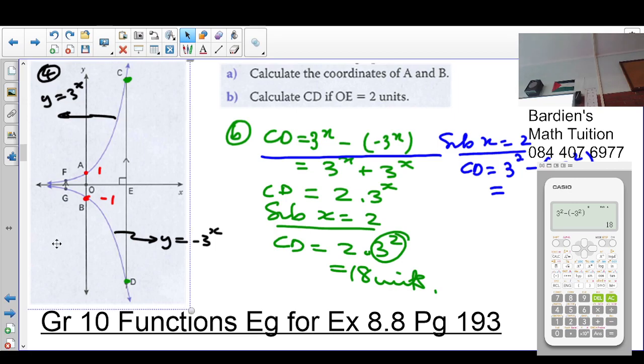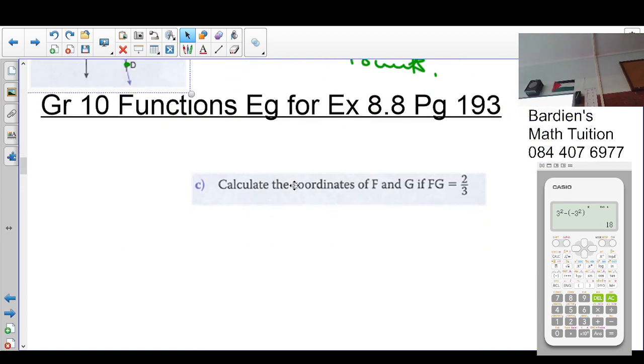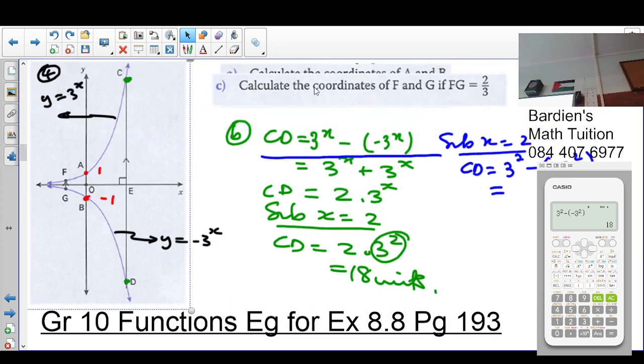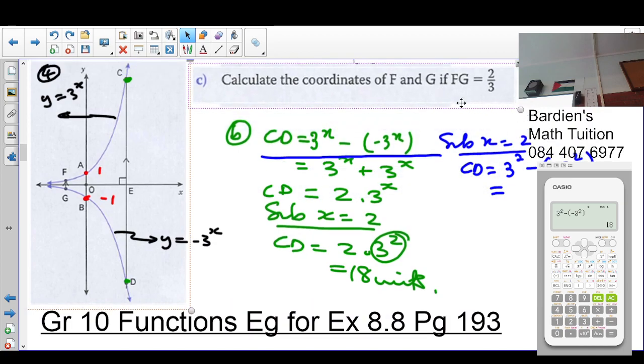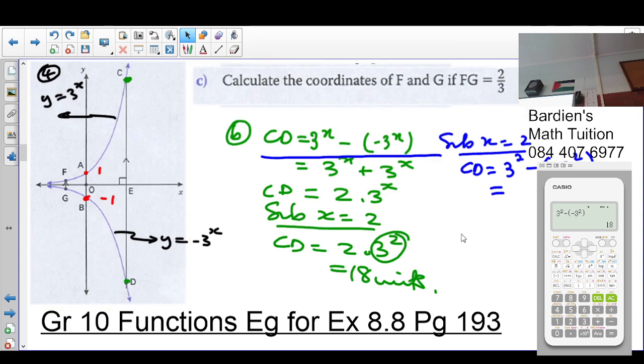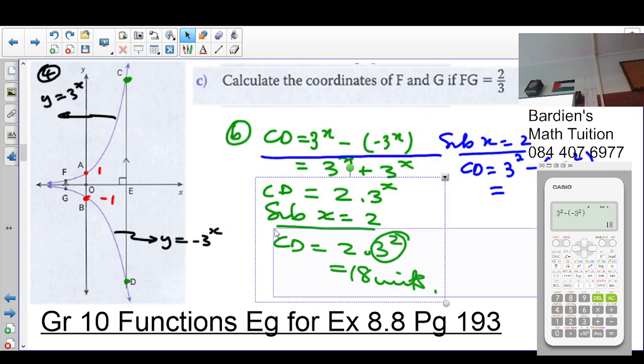So that is B. Let's look at question C. Fractions is a favorite, nice. Calculate the coordinates of F and G.